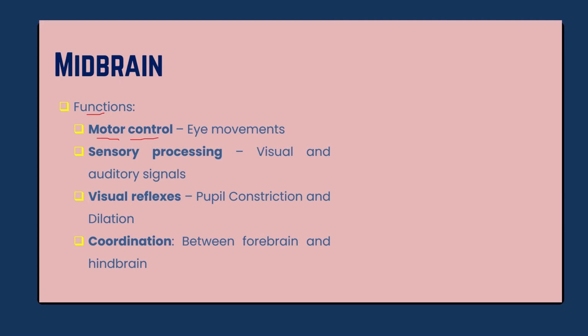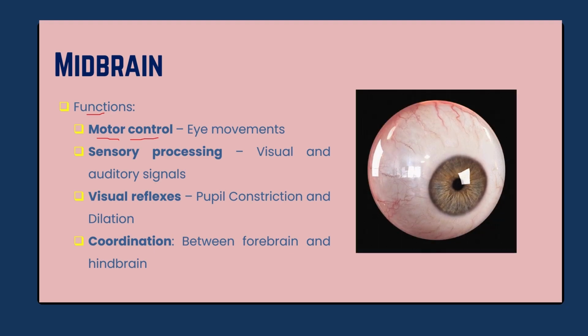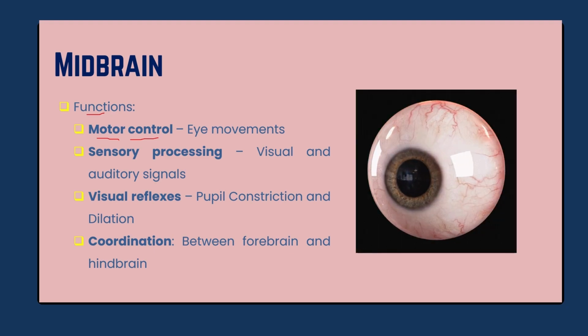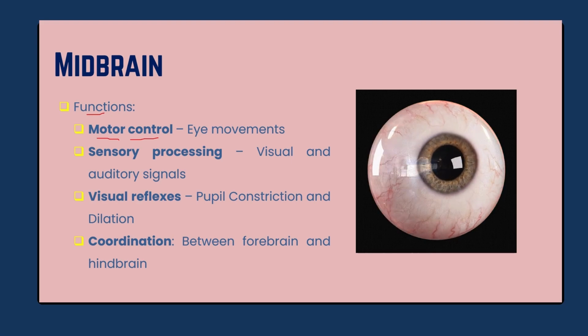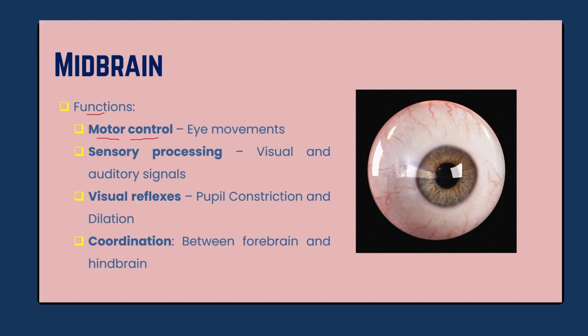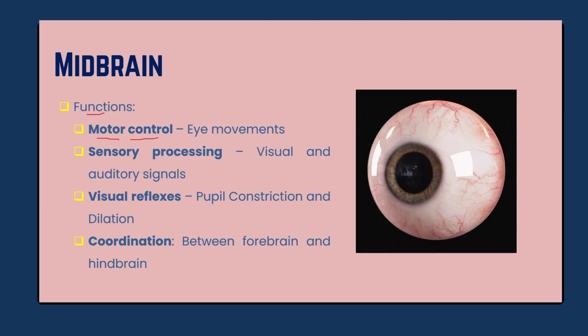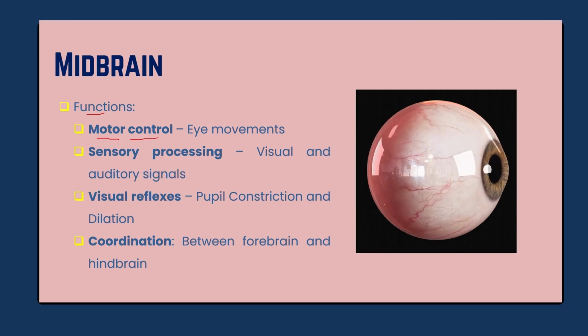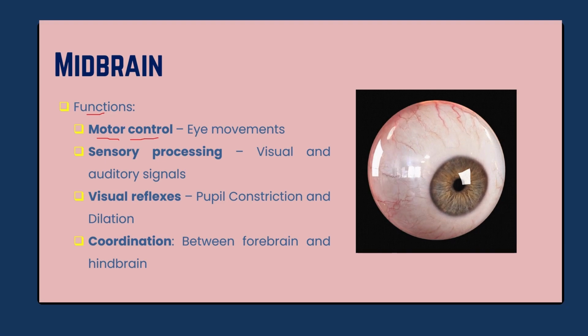By sending messages to the muscles involved. So the midbrain, it tells the muscles involved in your eyes to move. So if you want to look up, or you want to look down, or maybe sideways, your midbrain sends the instruction to your eye muscles and it makes your eyes move. This way you can look up or down.